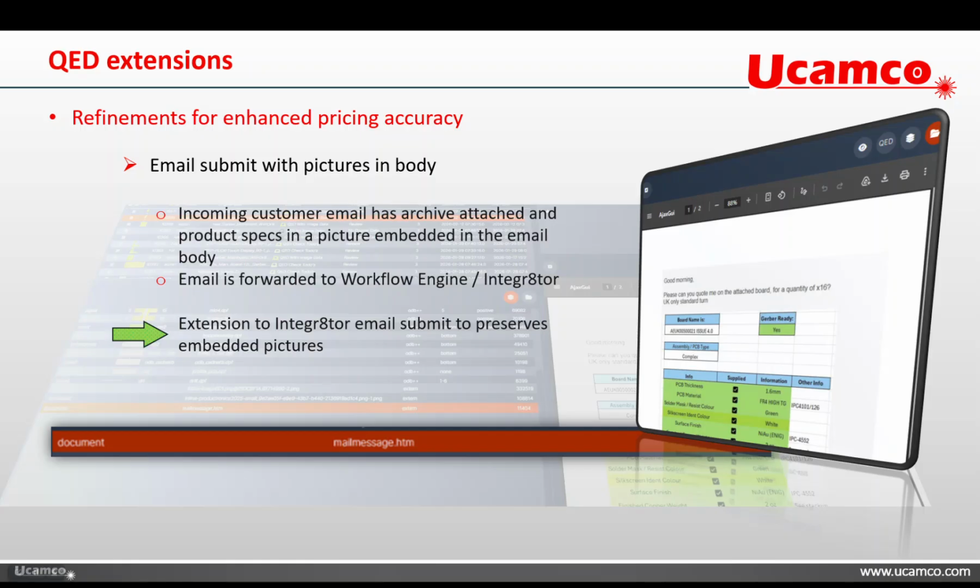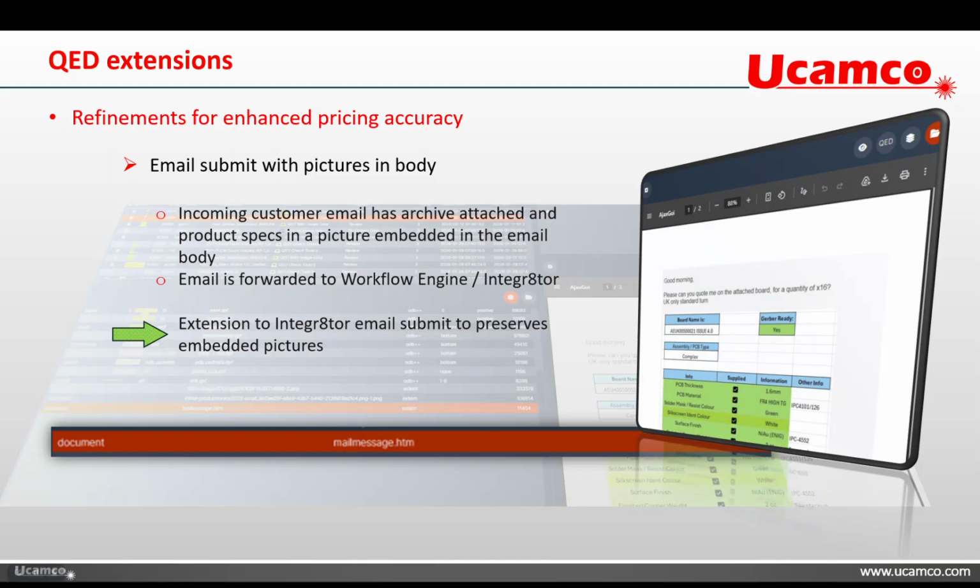This is an extension that will make happy those of you who are using the email submit feature. You know that we have this possibility to submit data to Integr8tor via email, an email with an attachment. Up until now, we made abstraction of any images that were sitting in the incoming mail. So if the mail from your customer happened to have a screenshot of an Excel sheet dumped in there, that information was not passed on to Integr8tor.